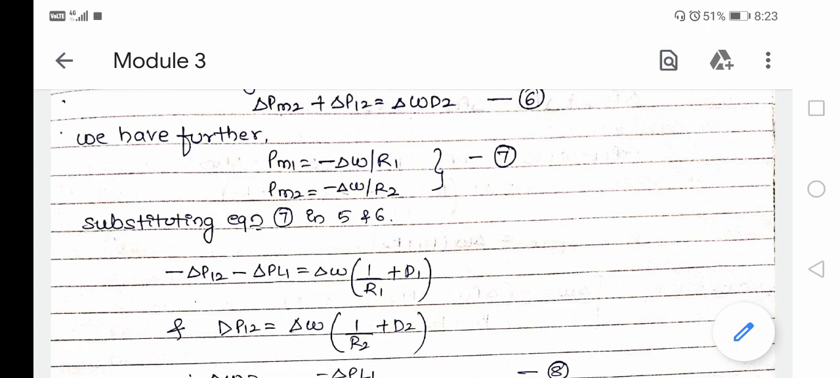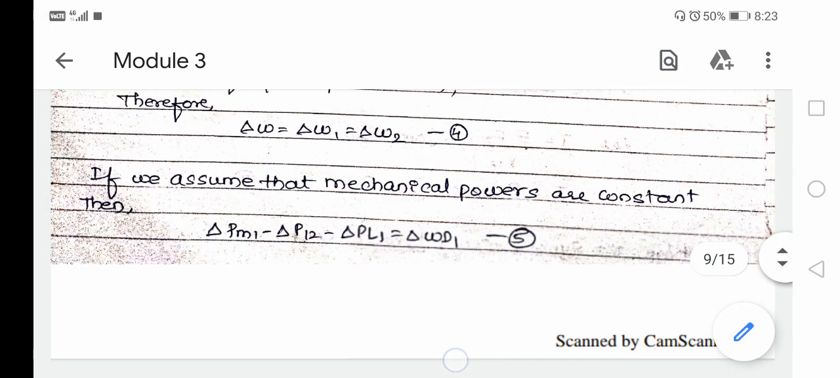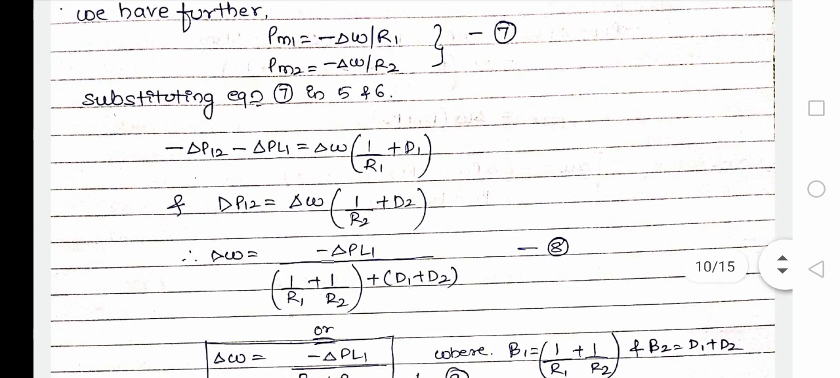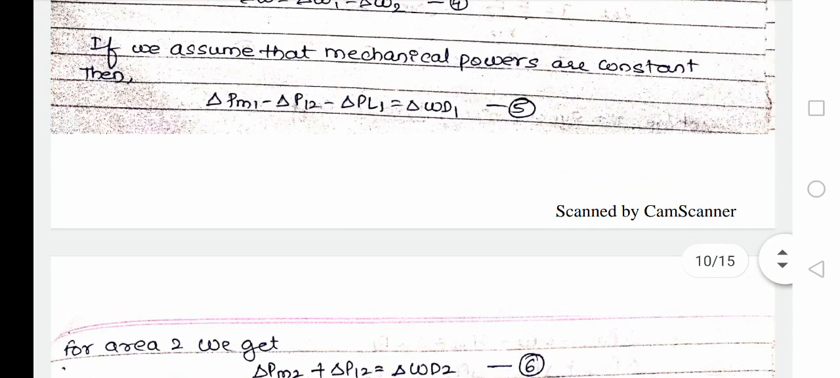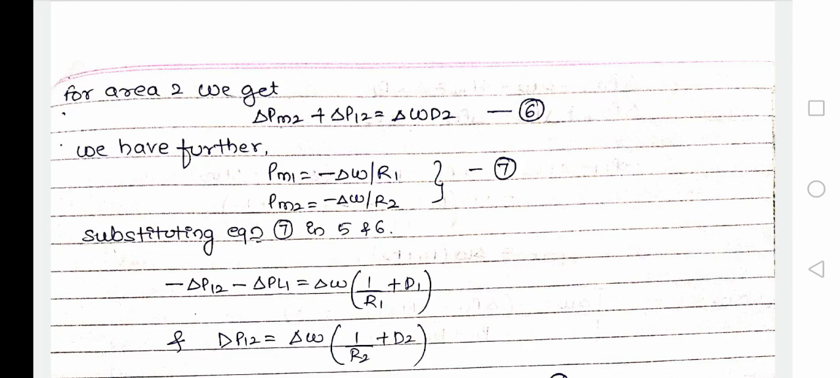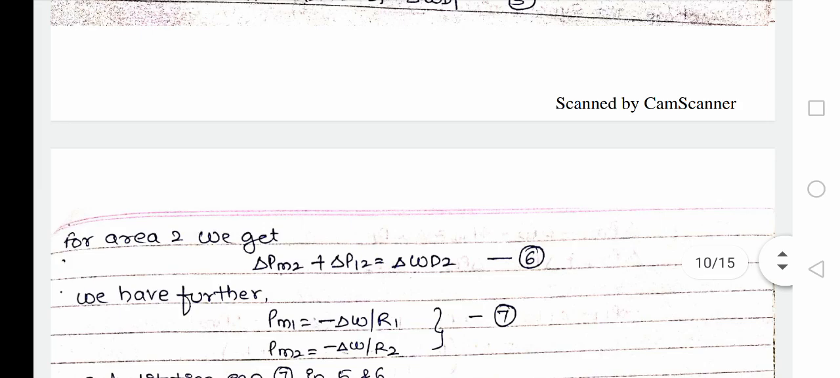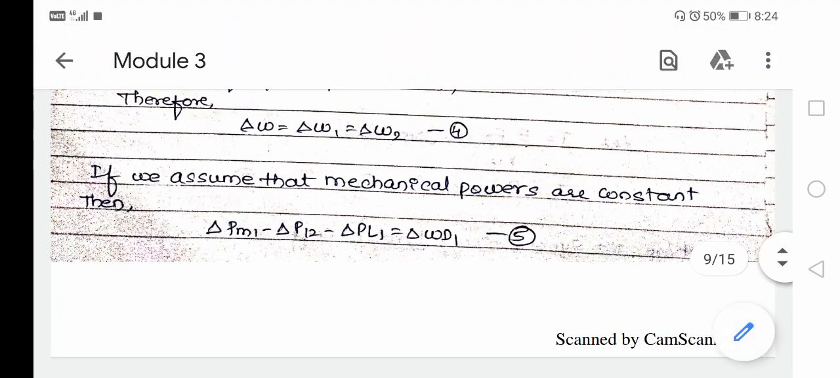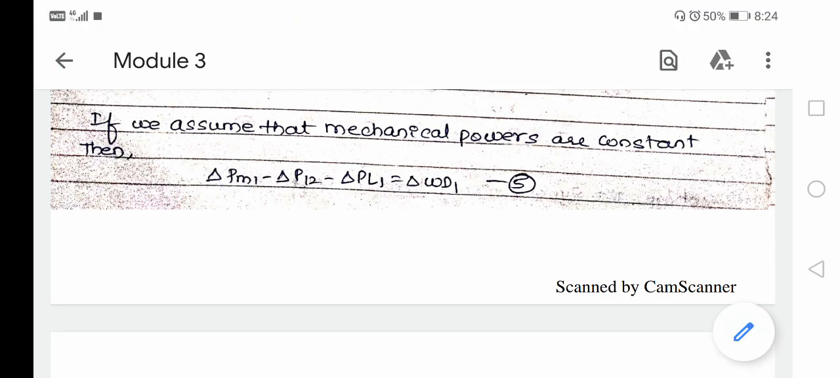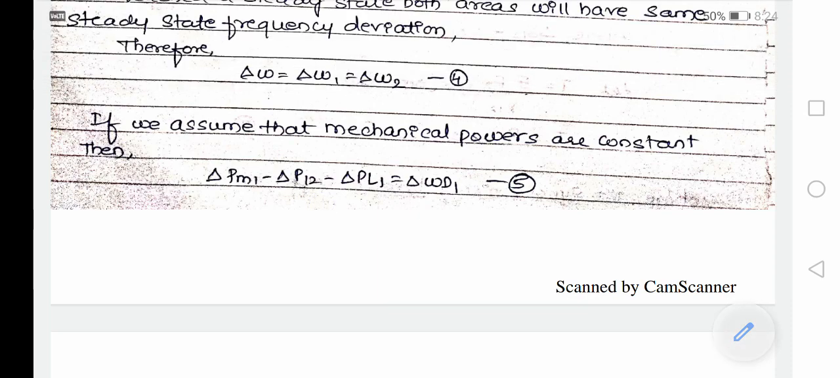This equation number 7, that is the values of Pm1 and Pm2, you substitute for Pm1 and for Pm2. So equation number 5 can be written as minus delta P12 minus delta PL1 is equal to delta omega times (1 divided by R1 plus D1). How it comes is, the value of Pm1 is minus delta omega divided by R1. Here you substitute minus delta omega divided by R1, and minus delta P12 minus delta PL1 is equal to delta omega D1, it will remain.